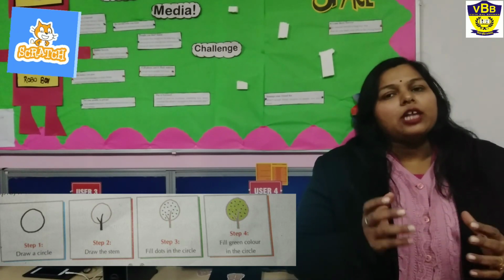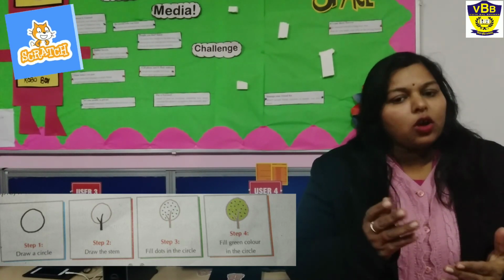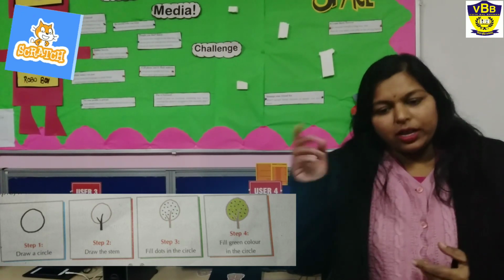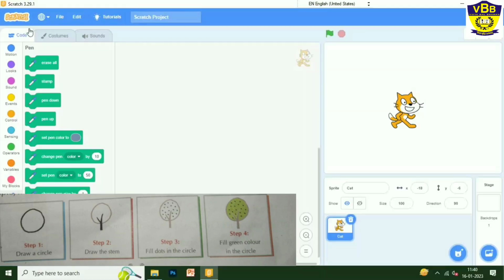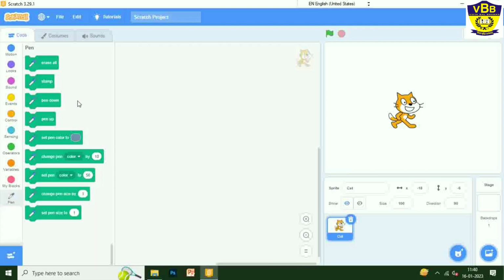So how do we solve a problem? We solve a problem by thinking it step by step. So in coding also we do our coding step by step. For example, if we need to draw a tree, what steps should we take? First we'll draw a circle, then we will draw a stem, and then we will fill it with the green color.